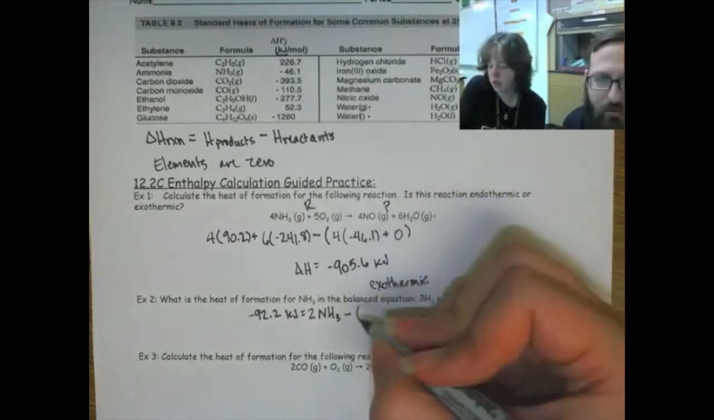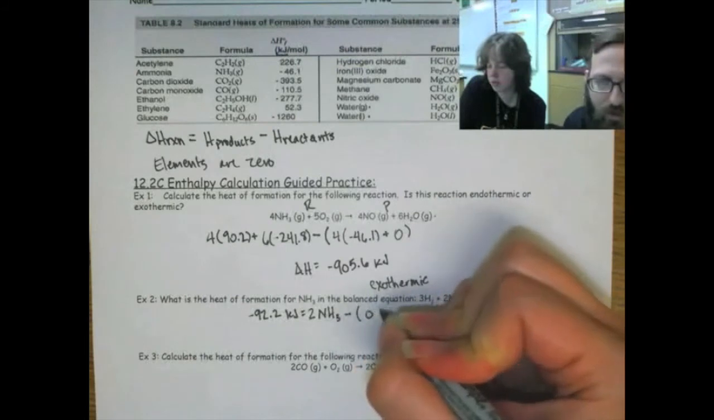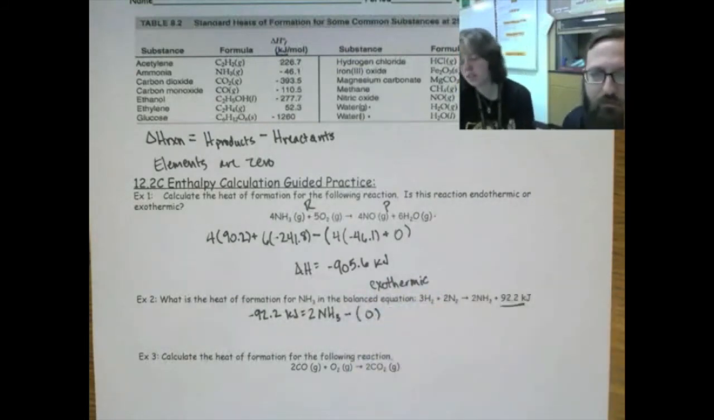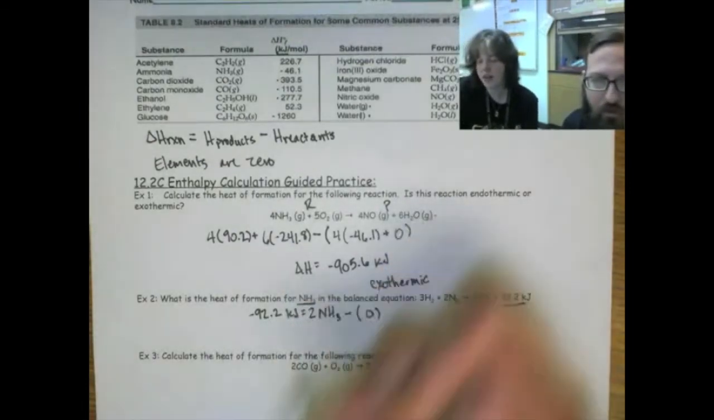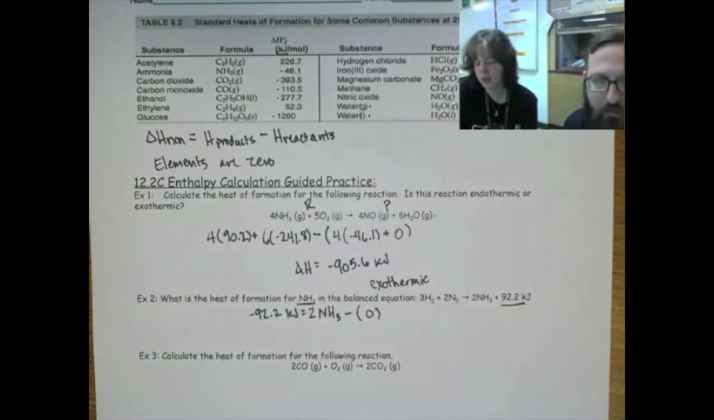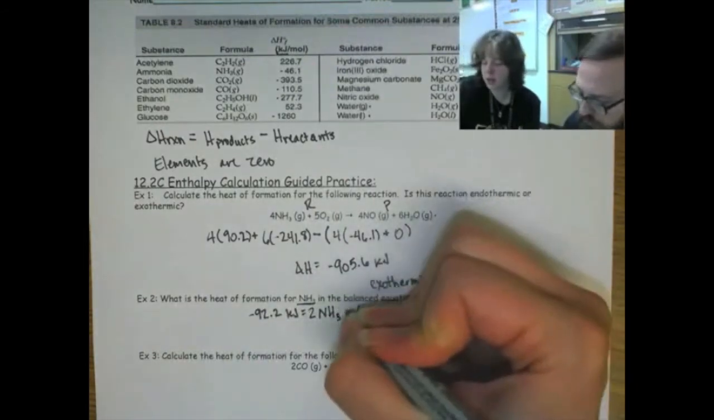So that means they're both 0. So all we end up with is negative 92.2 equals 2 NH3s. And we're trying to find 1 NH3. So we're going to do a little bit of algebra. We'll go ahead and cross out our minus 0 because that's not going to affect it.